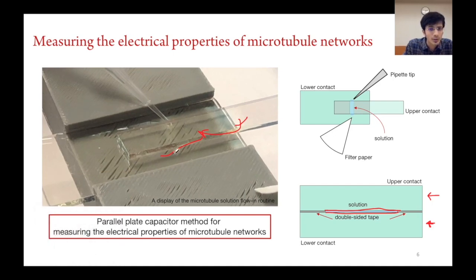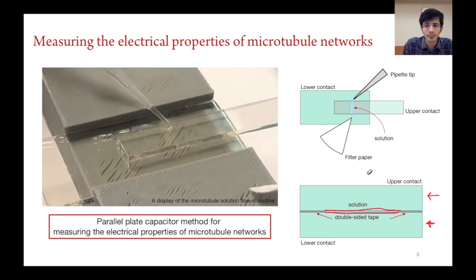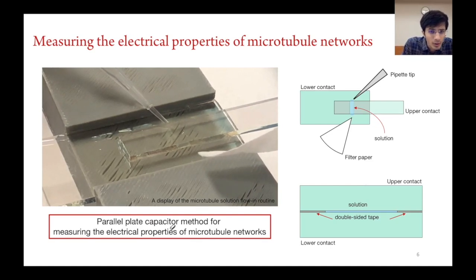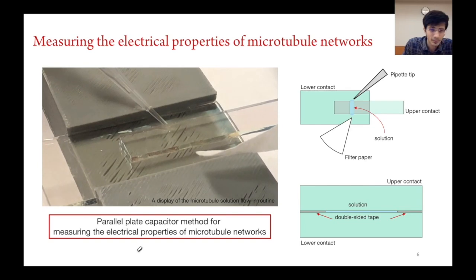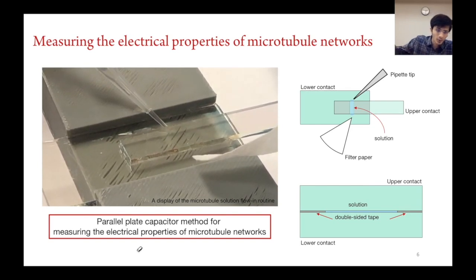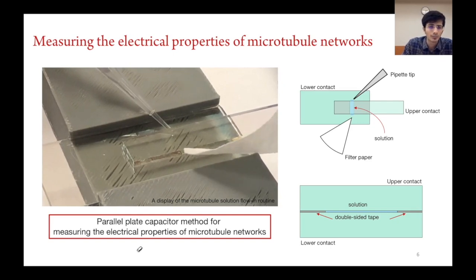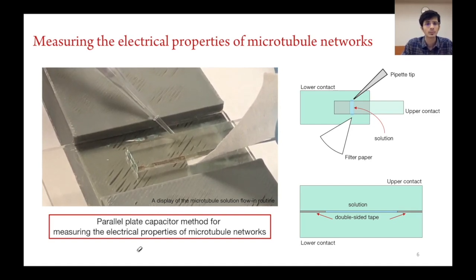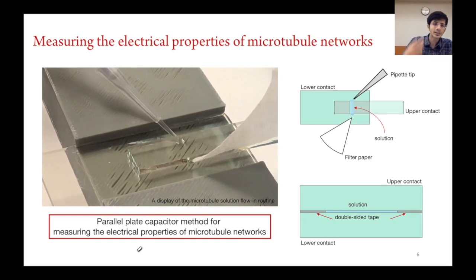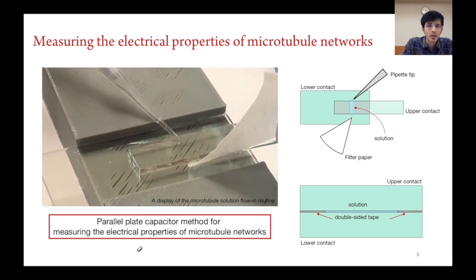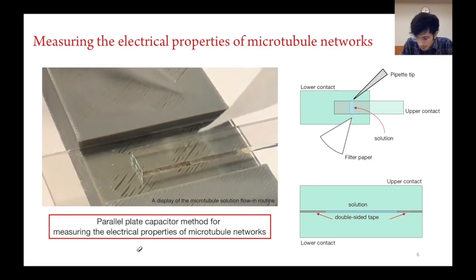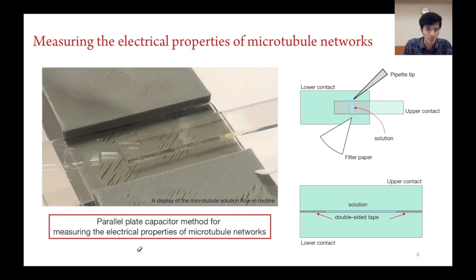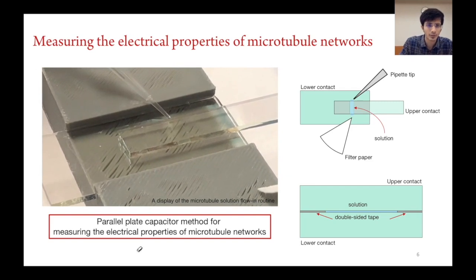Here you see me flowing in some solution. I don't know if you can make this out. You're flowing some solution into this contraption, into the parallel plate capacitor, and you can wick it out using these strips of filter paper. So you have now created a solution exchange setup. This is a technique that I borrowed from my master's that used TIRF microscopy, total internal reflection fluorescence. That's what they do over there also. So this is basically using that technique, but for a different application.